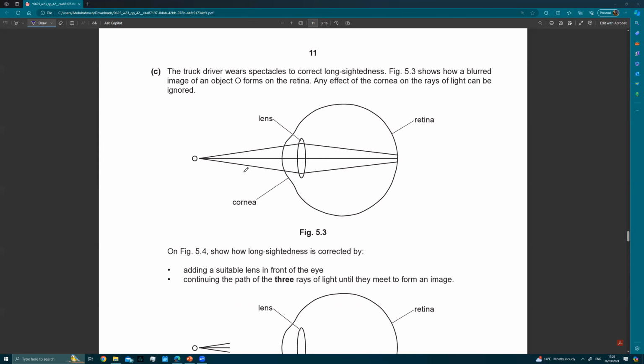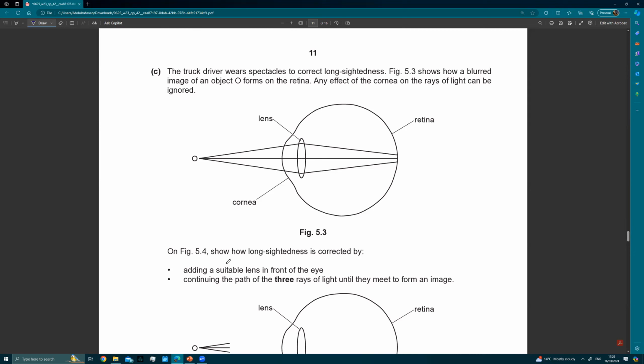The truck driver wears spectacles to correct long-sightedness. Figure 3.1 shows how a blurred image of an object is formed. The reason it's blurred is because the light rays haven't met at the retina. For you to get a clear, sharp image, the light rays have to meet exactly on the retina. So wherever they're going, they have to meet on the retina. Here, they kind of don't manage to meet.